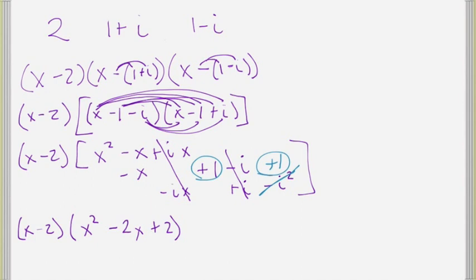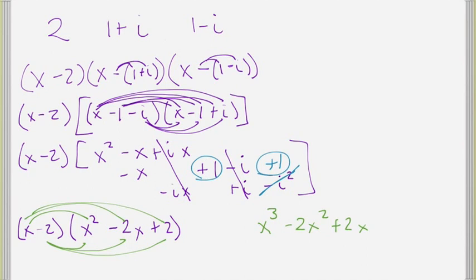We're almost done, but we still have some parentheses, so we have to do a little bit more distributing here. I'm going to take the x and pass it out, and I'm going to take the negative 2 and pass it out. And when we're done with that, that'll be our final answer. So when I pass out the x, I get x cubed minus 2x squared plus 2x. And when I pass out the negative 2, being careful that we're passing out the negative as well, I get negative 2x squared plus 4x minus 4.